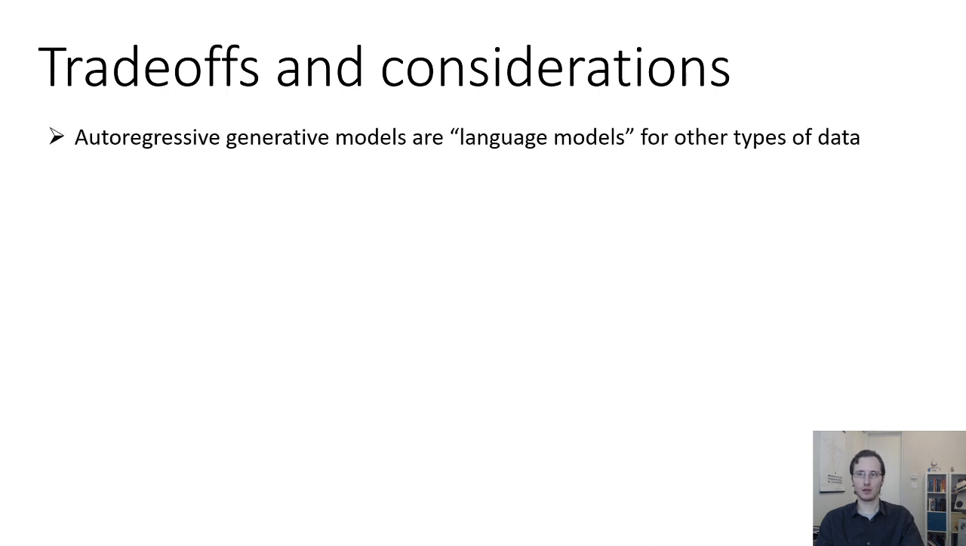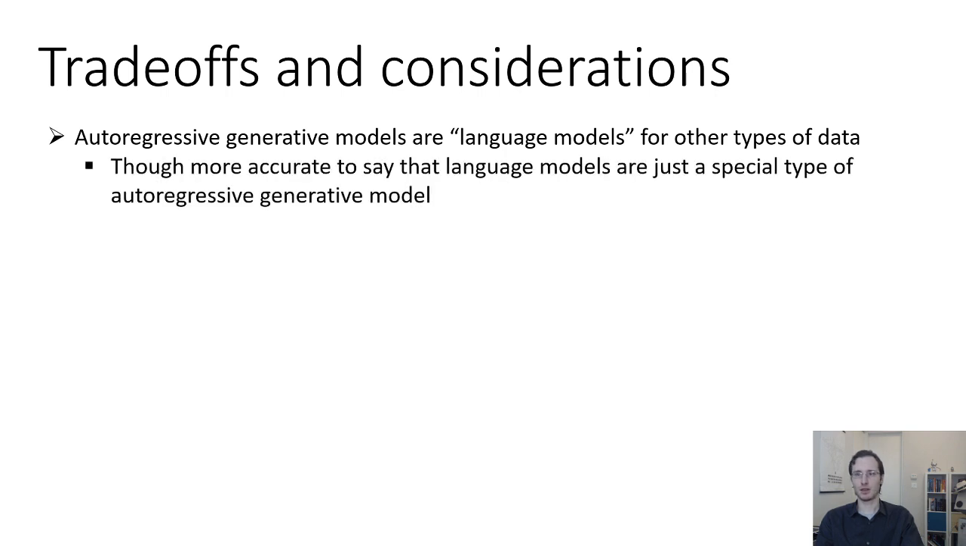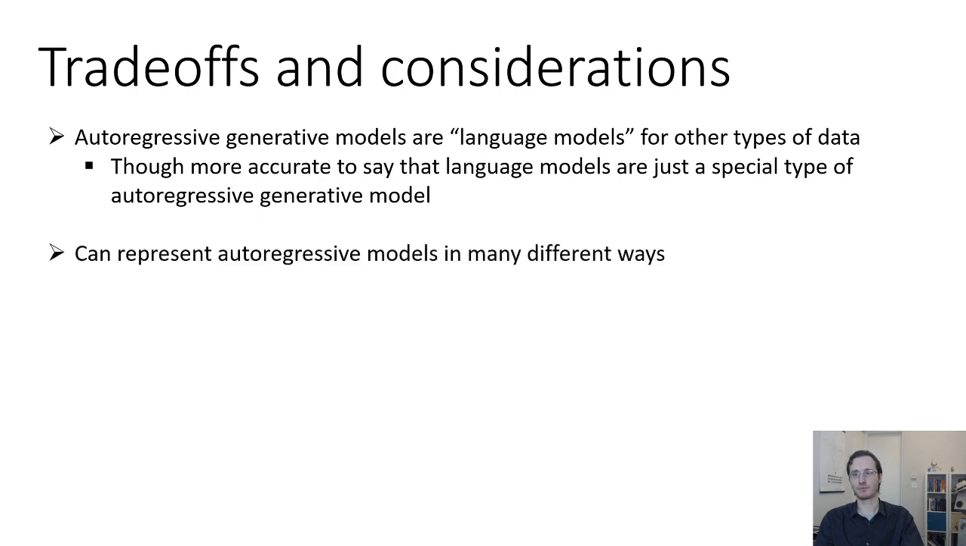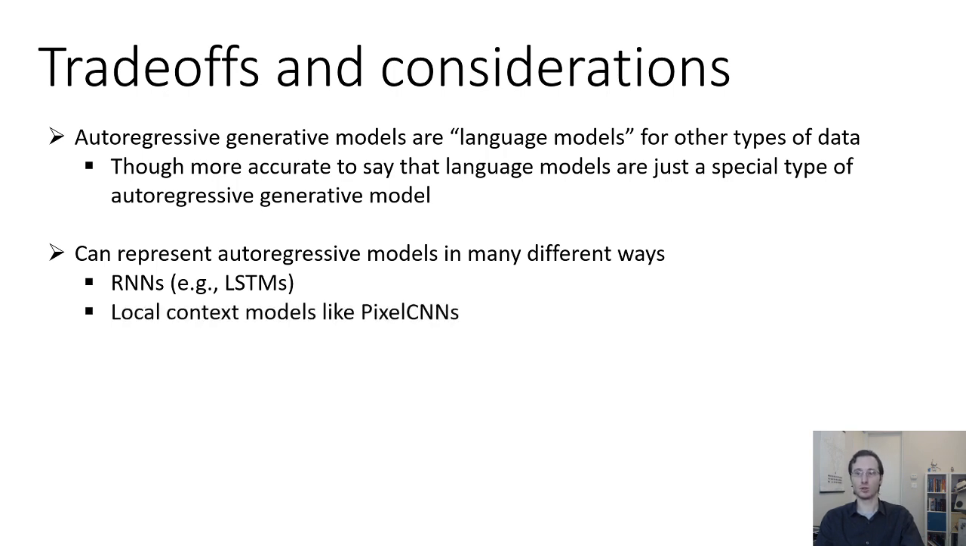Okay, so some trade-offs and considerations for autoregressive generative models. Autoregressive generative models are basically like language models, but for other types of data. Although it's more accurate to say that language models are just a special type of autoregressive generative model. So the notion of an autoregressive generative model is actually more general than a language model. You can represent autoregressive models in many different ways. You can represent them with RNNs or LSTMs. You can use local context models like pixel CNNs, which are cheaper to train and simpler. Or you can use more complex self-attention models like transformers.